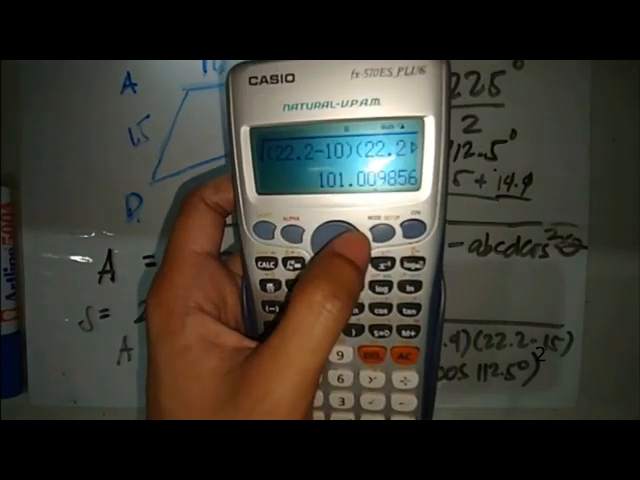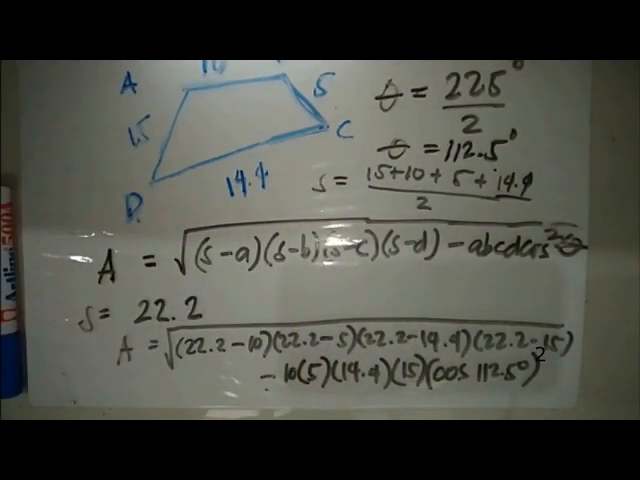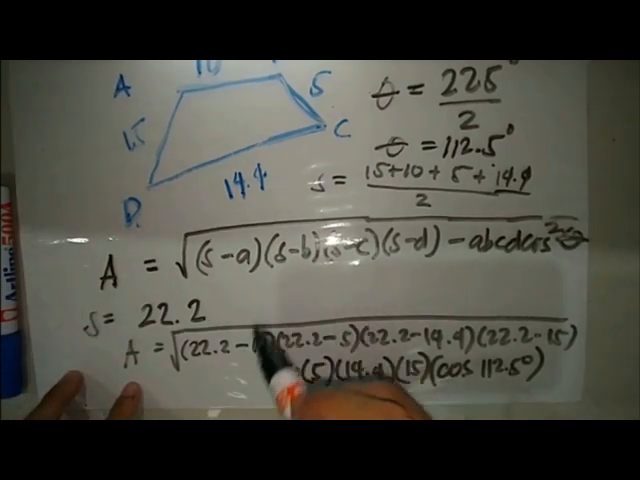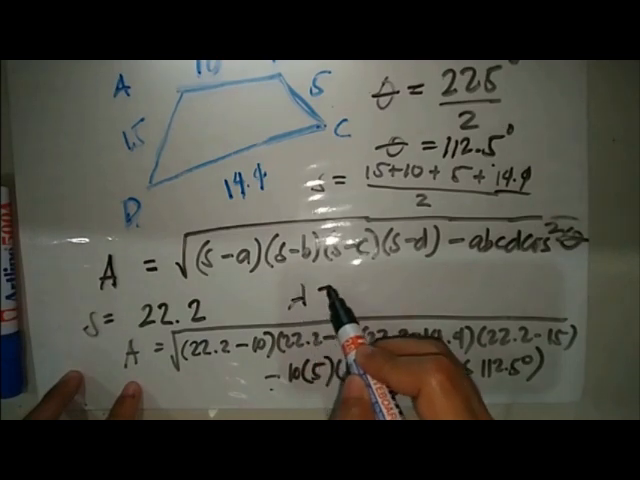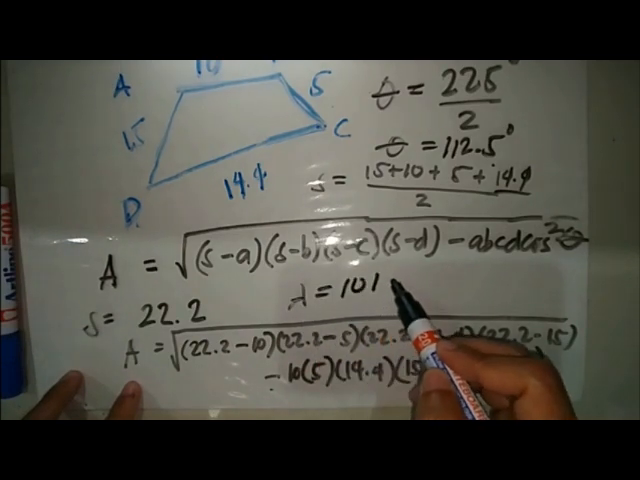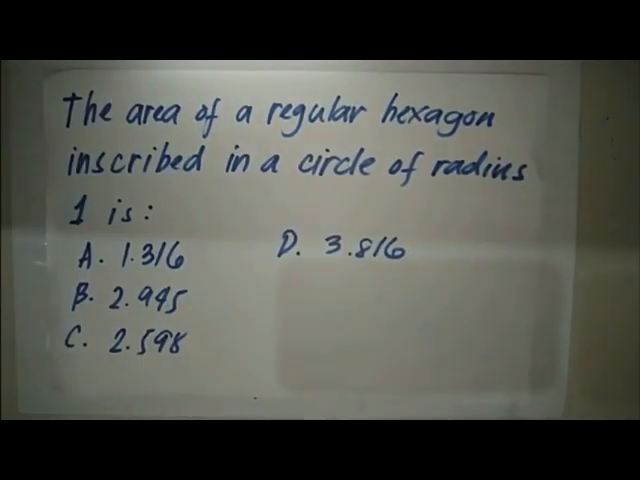So, that is 101. So, the area natin is 101. So, the unit is square cm. So, ang answer dito is area, 101 square cm.